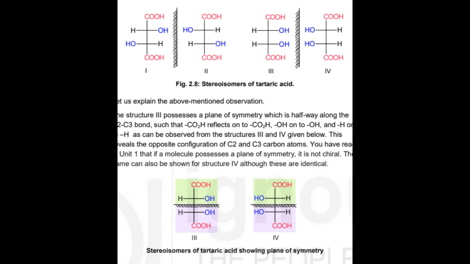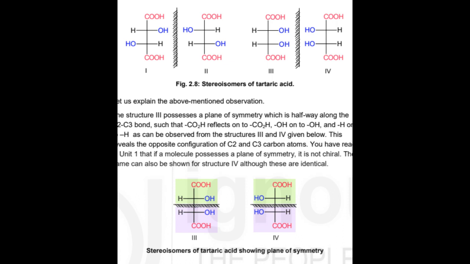Figure 2.8. Stereoisomers of tartaric acid. Let us explain the above-mentioned observation. The structure 3 possesses a plane of symmetry which is halfway along the C2-C3 bond, such that CO2H reflects onto CO2H, OH onto OH, and H onto H, as can be observed from the structures 3 and 4 given below. This reveals the opposite configuration of C2 and C3 carbon atoms.